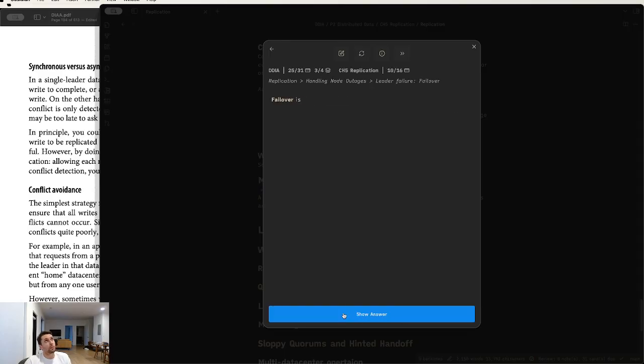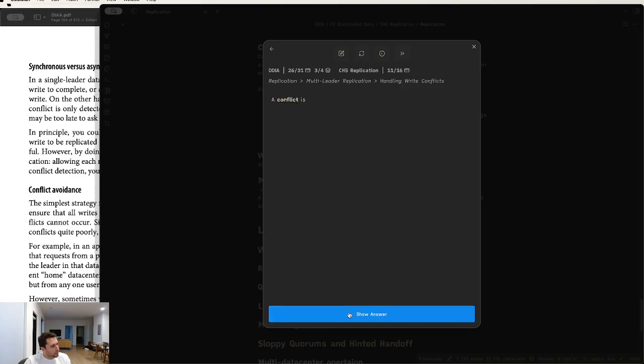Failover is when the leader fails. We need to define a new leader, get all followers to now get data from that leader. We need to tell everybody to talk to that leader. And when the old leader comes back online, we have to tell it it's now a follower. What a doozy, huh?